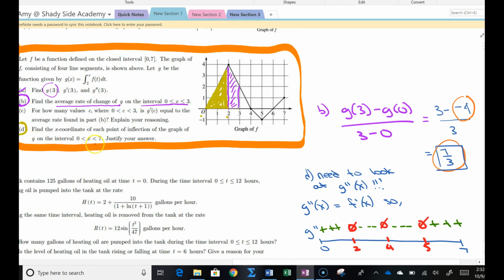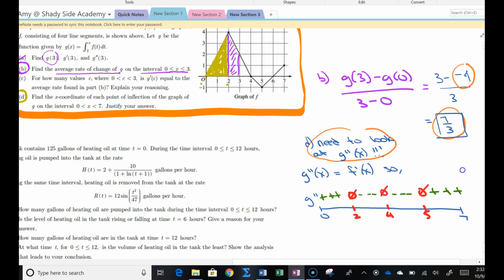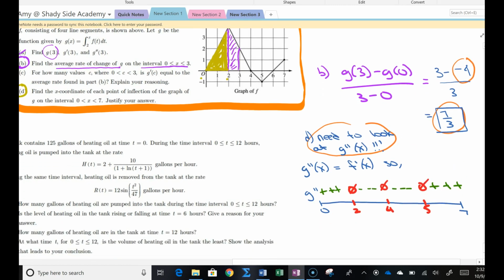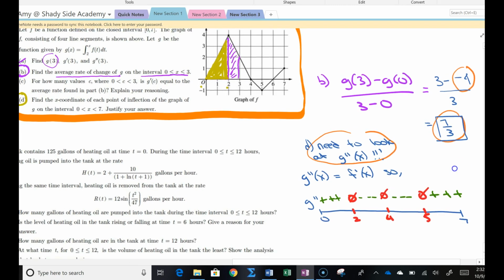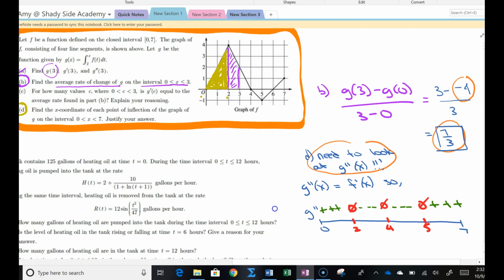Part D, find the x-coordinate of each point of inflection of the graph of G. The important point here is you have to look at G double prime, and G double prime has to change sign for there to be a point of inflection. Since G double prime equals F prime, you can look at this graph, which is the graph of F. You will notice that at x equals 2 is a point of non-differentiability of f, because G double prime is f prime.